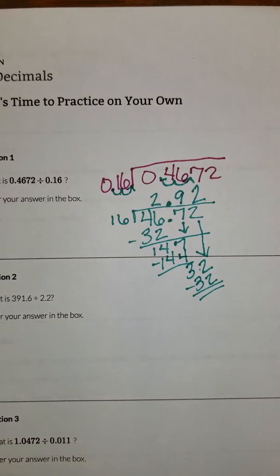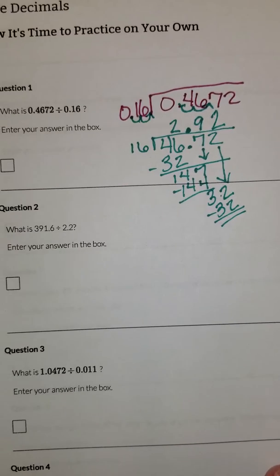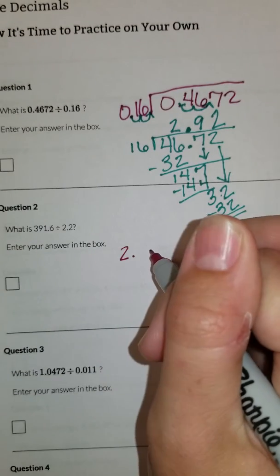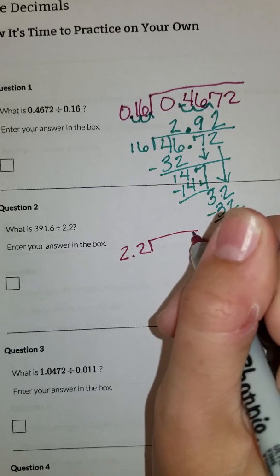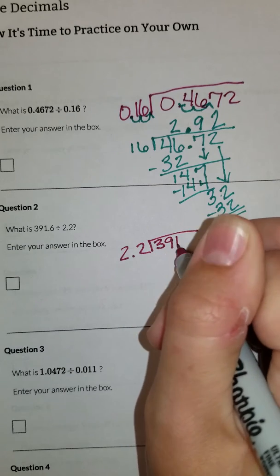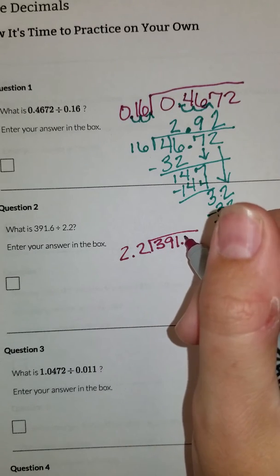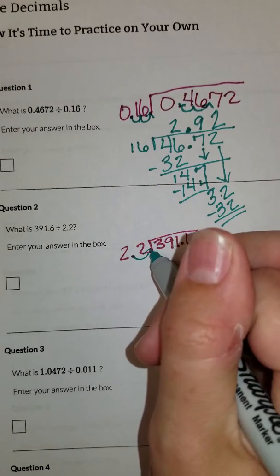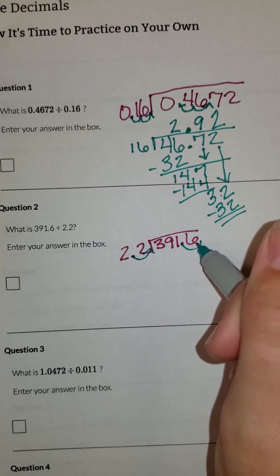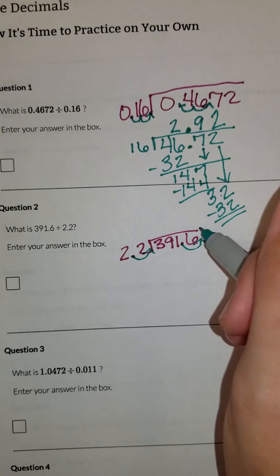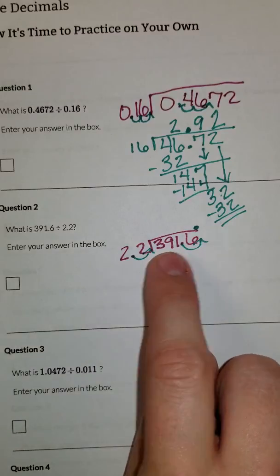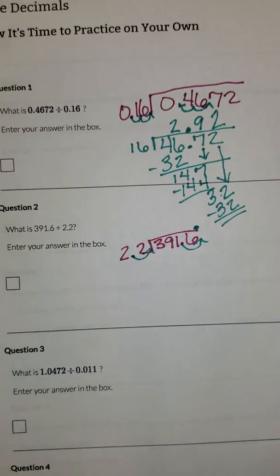Okay, let's look at number 2. This one says, what is 391 6/10 divided by 2 2/10? So I'm going to do the same thing. I have to move it 1 decimal place. I have to move it 1 decimal place. Take the decimal straight up. If you don't want to rewrite it, that's fine. But show the arrows so that you remember exactly where it goes.